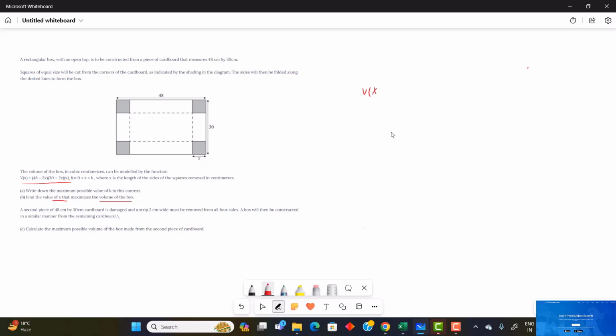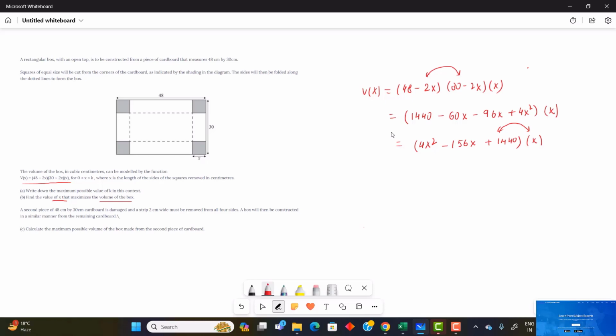Let's simplify that. V(x) is equal to (48 minus 2x)(30 minus 2x) times x. If we multiply the first two brackets, the expansion would be in the form of (1440 minus 60x minus 96x plus 4x square) times x. If we rearrange this, then it comes out to be (4x square minus 156x plus 1440) times x. Now again, if we multiply these two brackets again, this comes out to be 4x cube minus 156x square plus 1440x.